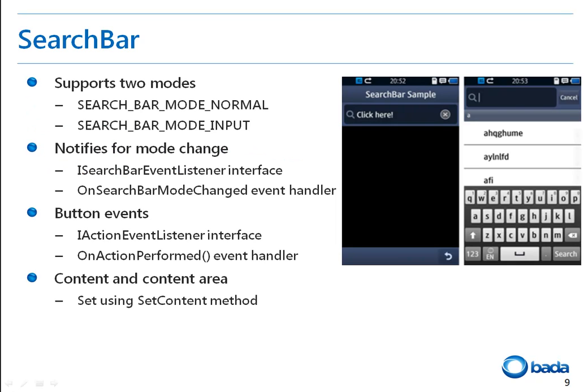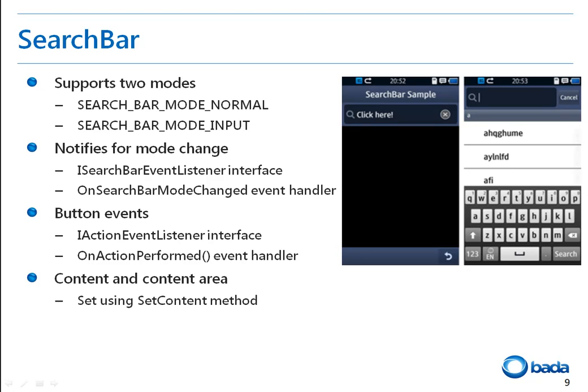The search bar supports two modes: search_bar_mode_normal and search_bar_mode_input. Search bar mode normal is the initial mode, where the search bar looks like a single-line text editor. The search bar enters search bar mode input mode when the user taps on the text field. The overlay keypad and a content area appear underneath the search bar.